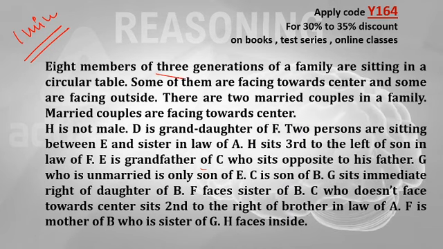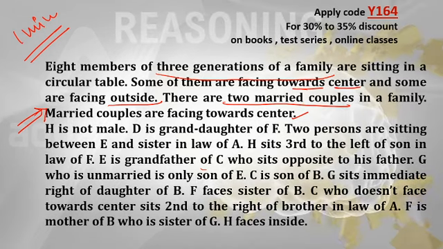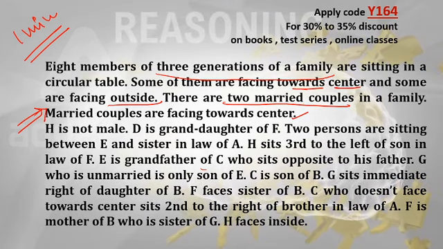There are 3 generations in the family already given. Some are facing towards the center, some are facing outside the center, and there are 2 married couples, and the married couples are facing towards the center. It is already given to you. Try to solve it as soon as you can.